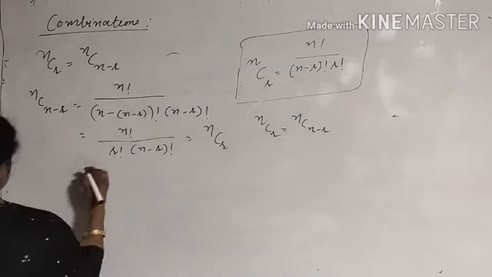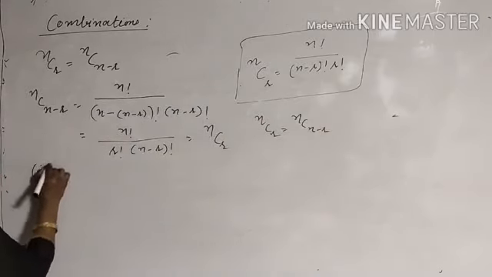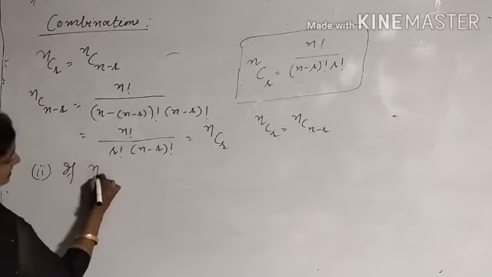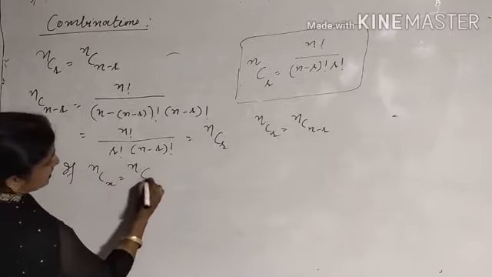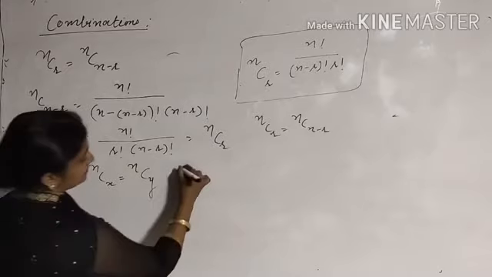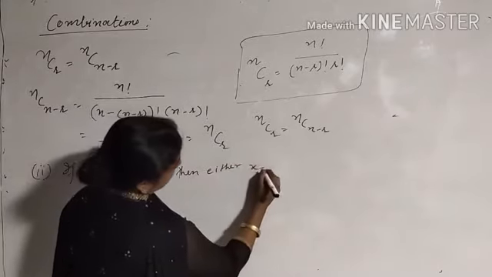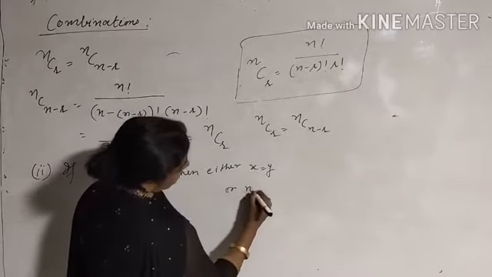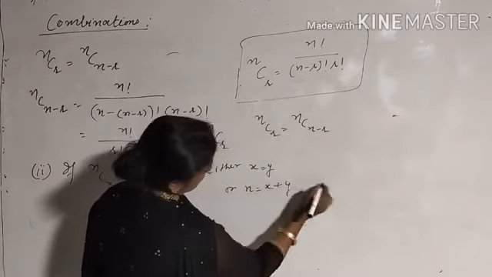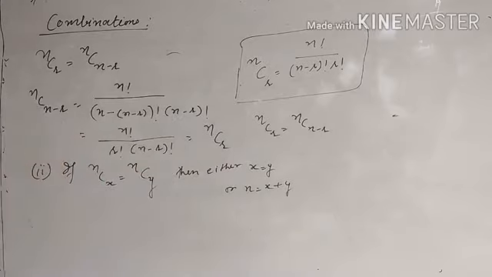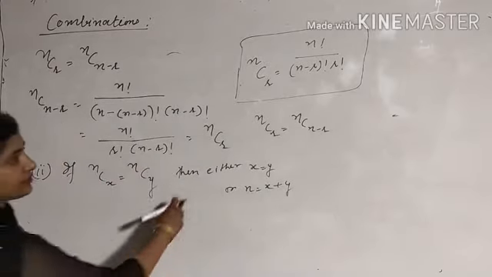The next problem: you can show that if NCX is equal to NCY, then either X is equal to Y or n is equal to X plus Y. Right? How do we prove it? With the help of this formula.